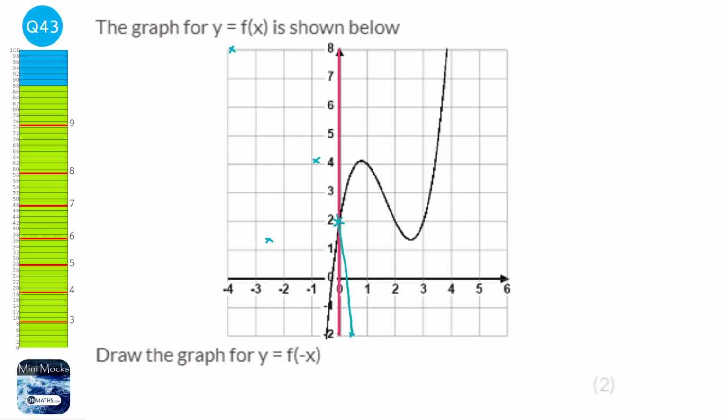This is a sketch because we can't be too accurate with this, and you wouldn't necessarily be expected to be perfectly accurate. But that's more than good enough to give you the mark.